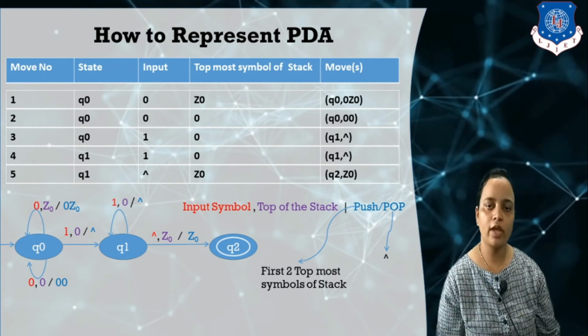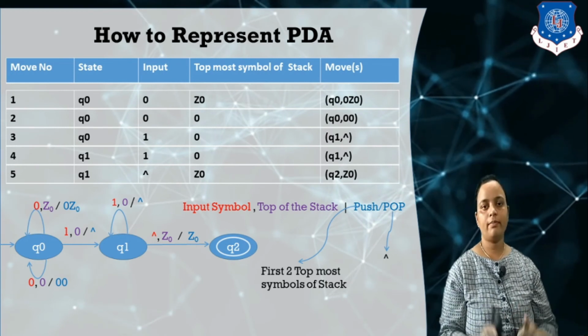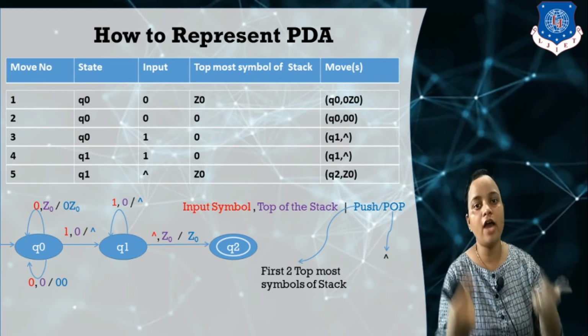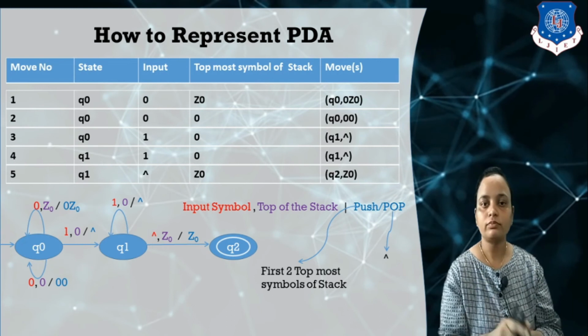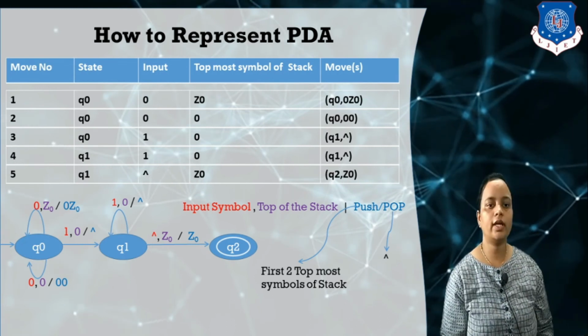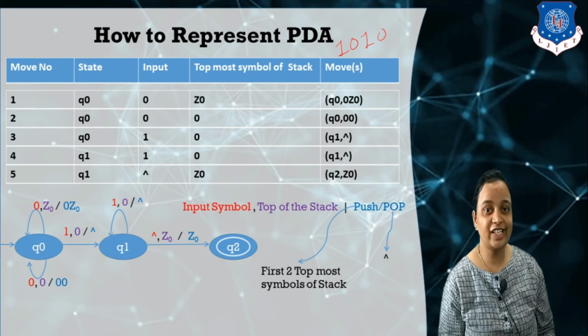So in this way we can construct the transition table. Now always remember we have to include all the transitions which are valid to accept the valid string. Okay. So here you can see, suppose my string is 1010. So this contains an equal number of zeros and ones.